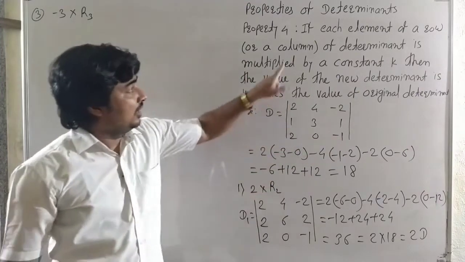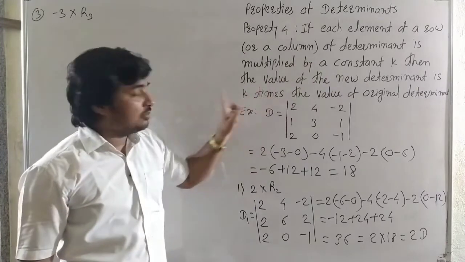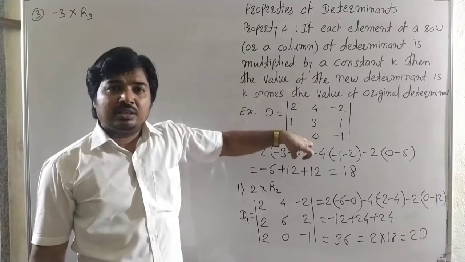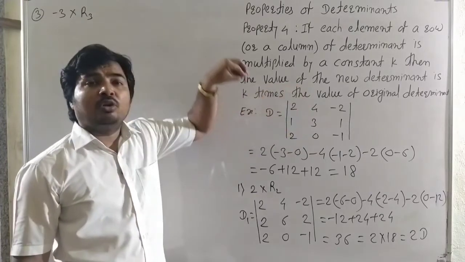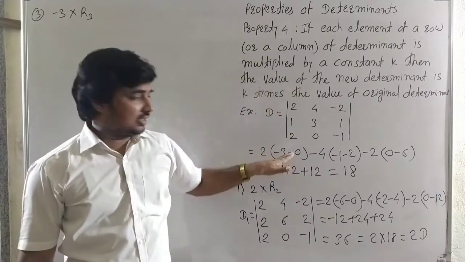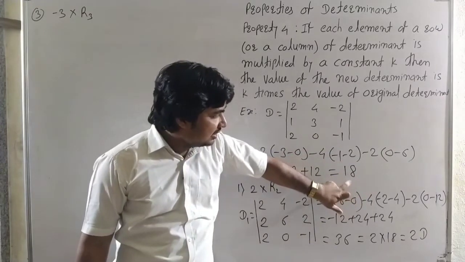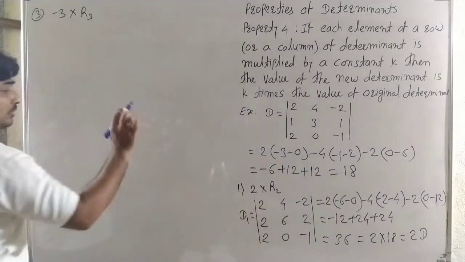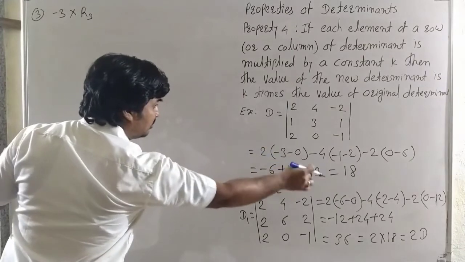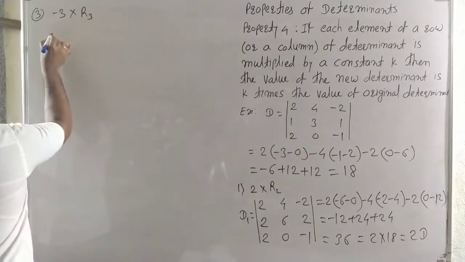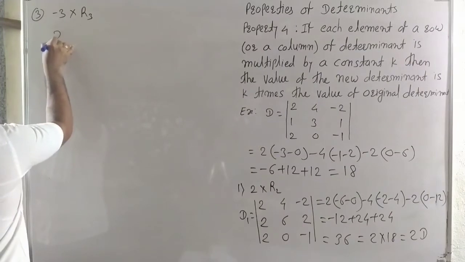Okay. Here, if we multiply by a number k, then the value is k times the original. That means we multiply by minus 3, then the value of the obtained determinant is minus 3 times the original. Okay. That means we can check this. Minus 3 times the original, that means minus 3 into 18. Here, we can write D2.